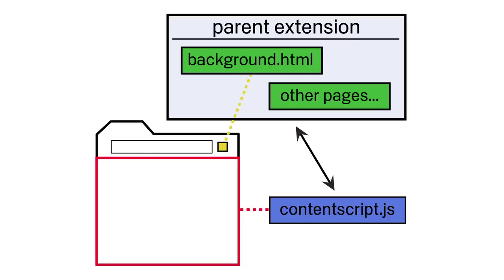Message passing allows the different pieces of your extension to communicate. Usually you'll want to send messages between a content script and a background page, but message passing works from any page to any other page or pages in your extension. You can even send a message to another extension as long as you know that extension's unique ID.